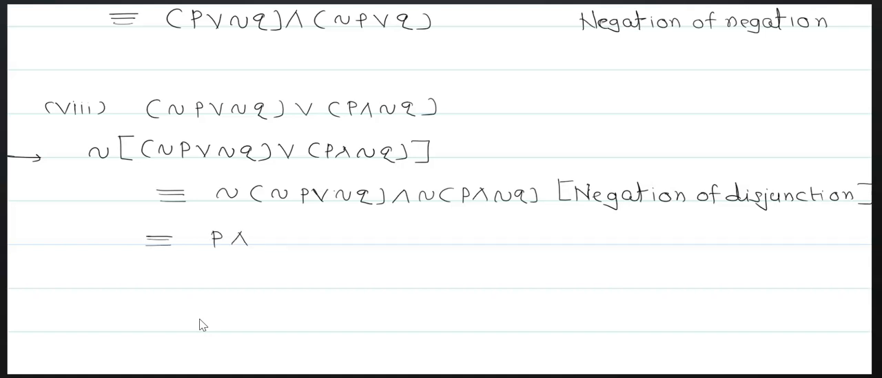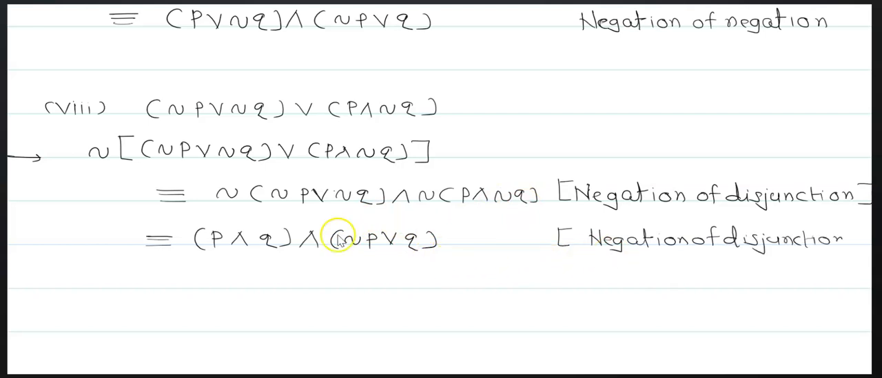Next is negation of negation. That is, if you take the negation, then it becomes P and Q, and negation of P and negation of negation Q is Q. That is, negation of P or negation Q is P and Q, and negation of in bracket P and negation Q is the negation of P or Q. That is negation of again this disjunction and negation of conjunction.